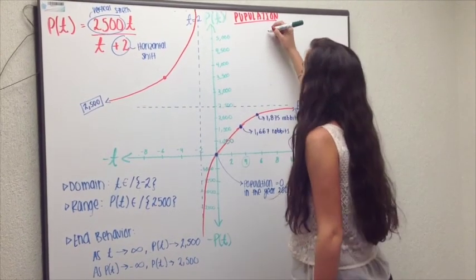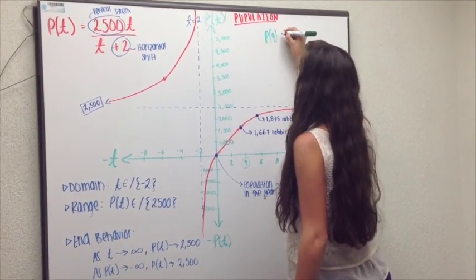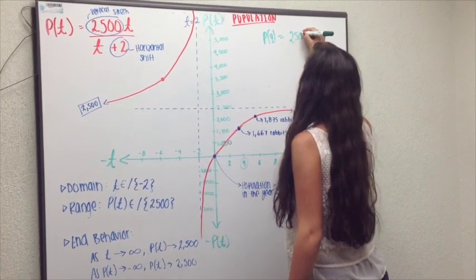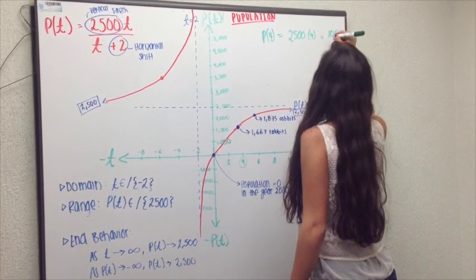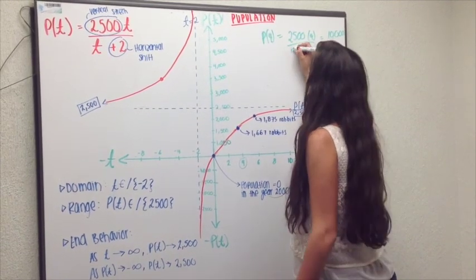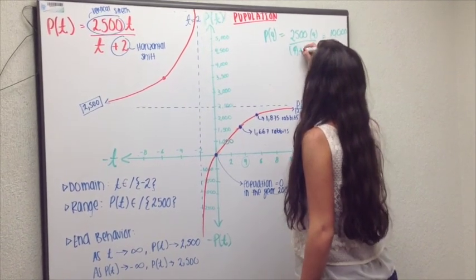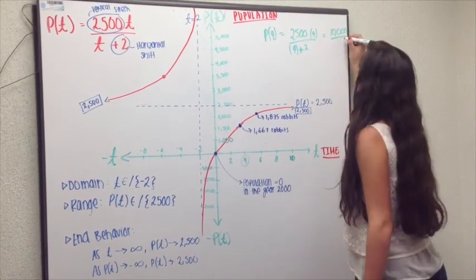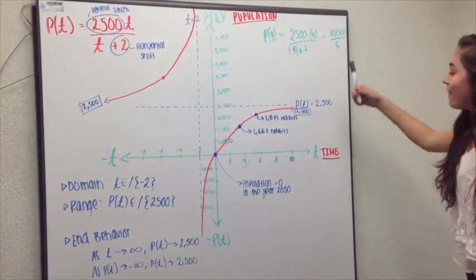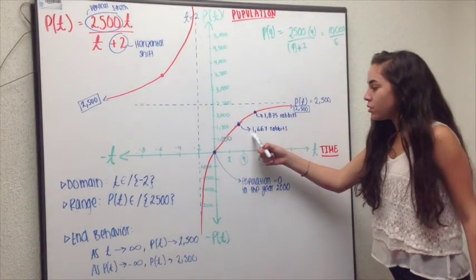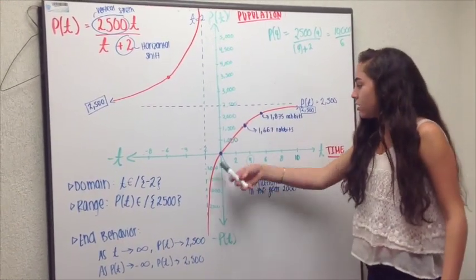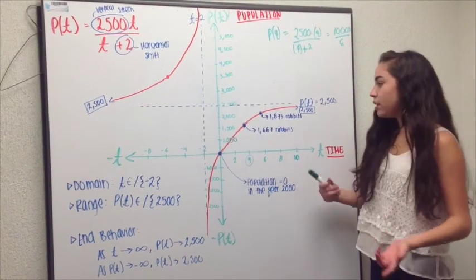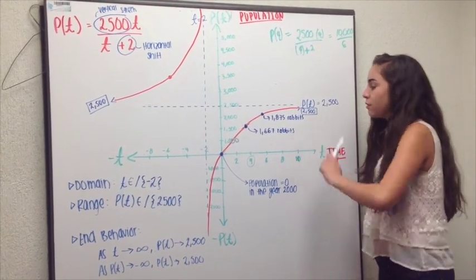For example, now p(4) equals 2,500 times 4, which is 10,000, divided by 4 plus 2, which is divided by 6. That's how we get the 1,667 rabbits. As the time keeps increasing, we will reach 2,500 rabbits.